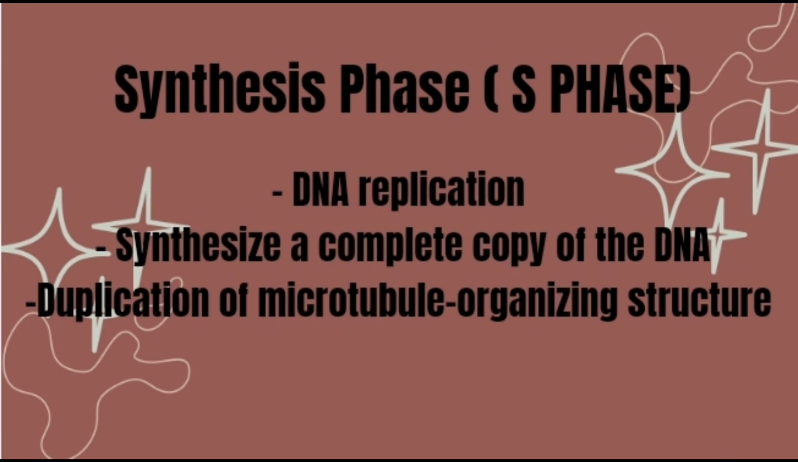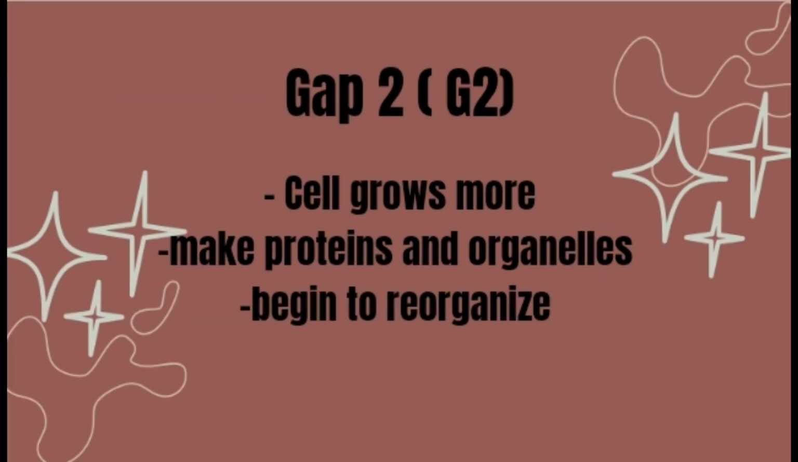The next phase is the synthesis phase. The synthesis phase, or S phase, is the stage of the cell cycle where DNA is replicated. It is between the G1 phase and the G2 phase of the cell cycle. The synthesis phase, as stated earlier, is where DNA replication occurs. It is where the cell synthesizes a complete copy of the DNA in its nucleus. It also duplicates a microtubule organizing structure called the centrosome. The centrosome helps separate the DNA during the M phase.